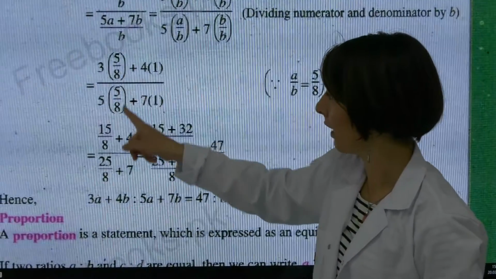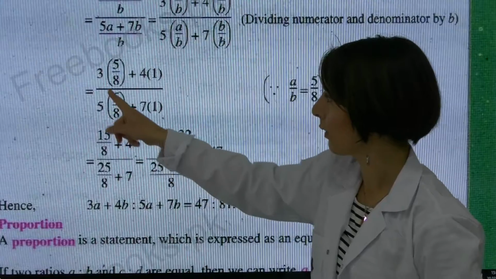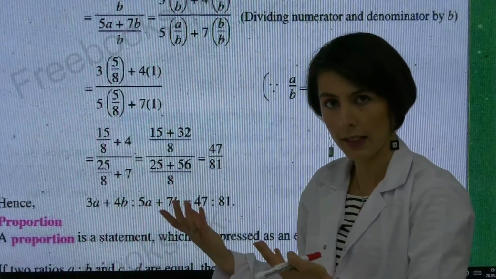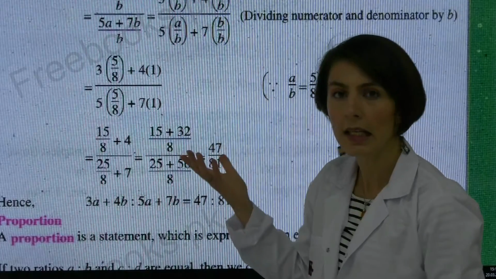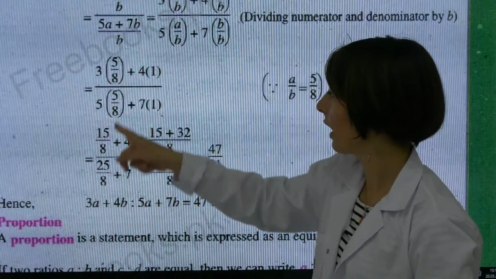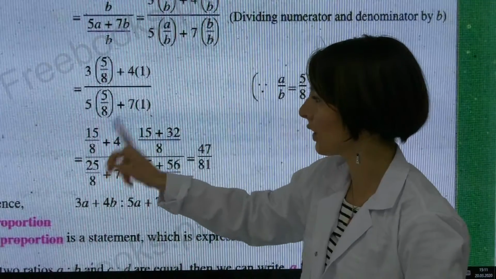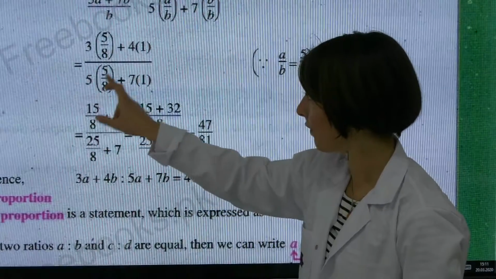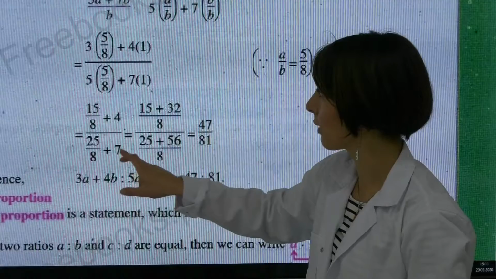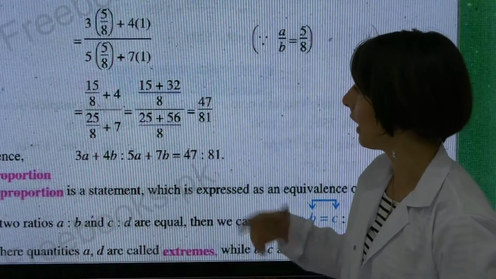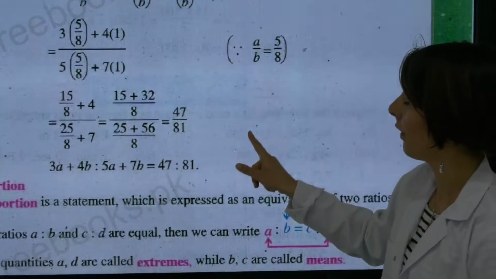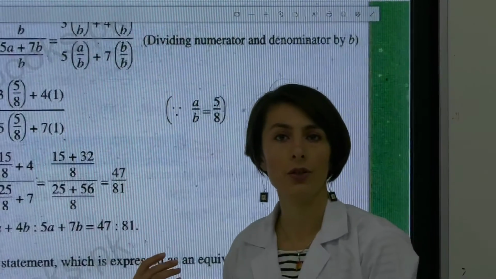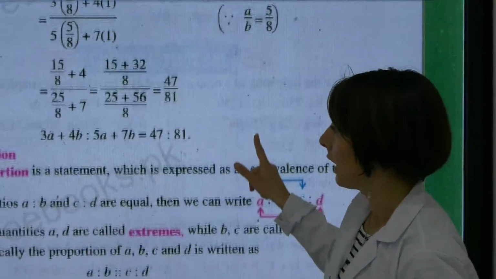So 3 times 5, 15 over 8, because you shouldn't forget that it's 3 over 1. Even though I don't write it, we always mean it. So it's 3 times 5, 15, 1 times 8 is just 8, plus 4 over 25, 5 times 5, 25 over 8 plus 7. And in the end, I'll find that the ratio is 47 over 81. This was the ratio that I was looking for.